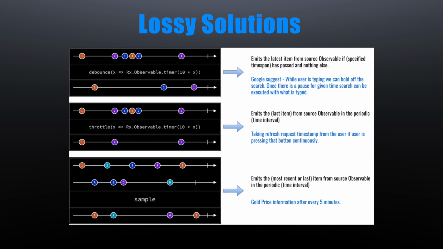The third operator is the sample operator, and in terms of working, it is almost the same as the throttle operator. The only difference is that the sample operator basically takes a trigger observable as a parameter. You will be able to understand that point better when you see the coding example for these three operators.